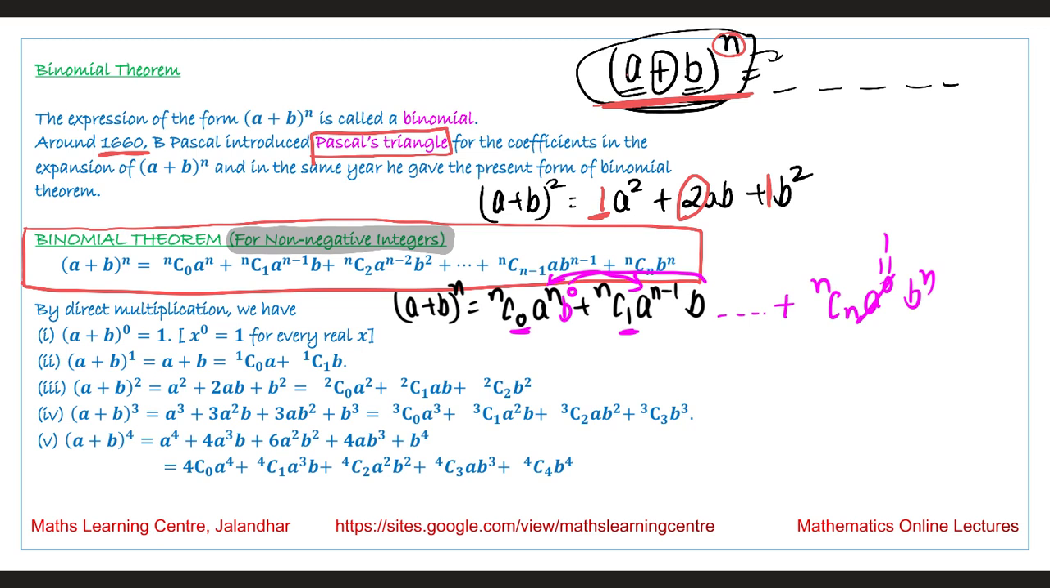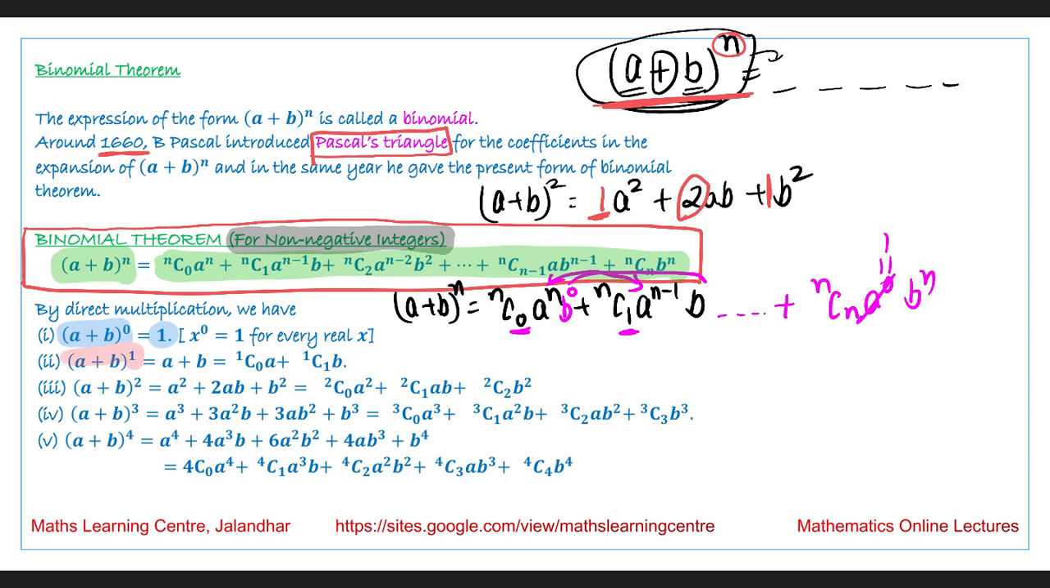So this is the statement of the binomial theorem, that if we have to expand a plus b raised to the power n, we have the expansion in this form. Some examples are also given over here. First, a plus b raised to the power 0 is equal to 1.